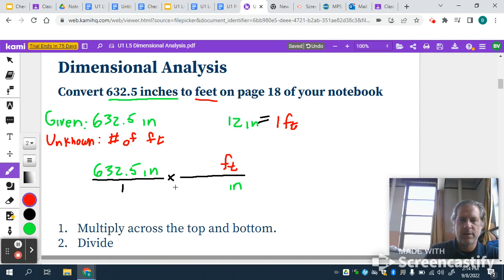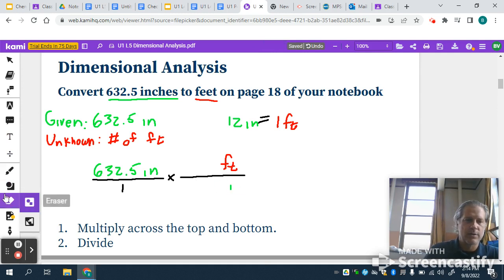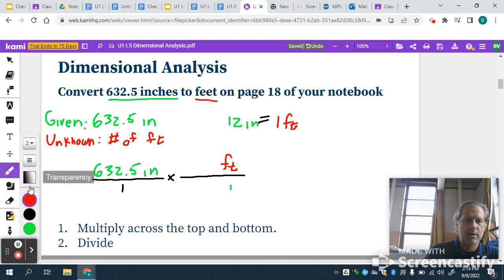and I want to put units of feet on the top. Let me fix that, I'm going to make that better. Inches. Now, according to our relationship, there are 12 inches in 1 foot.